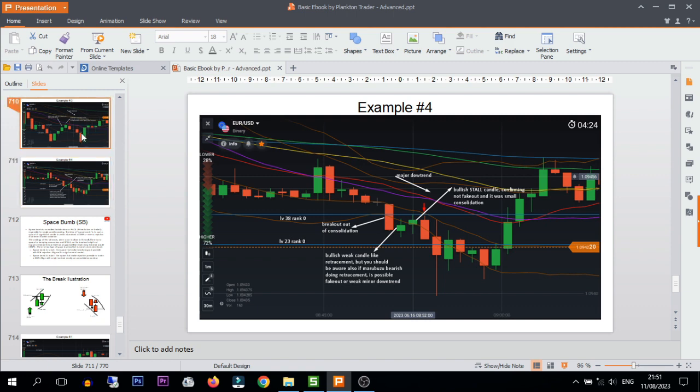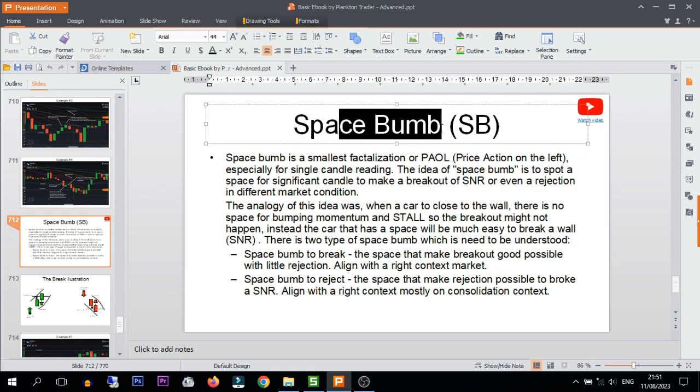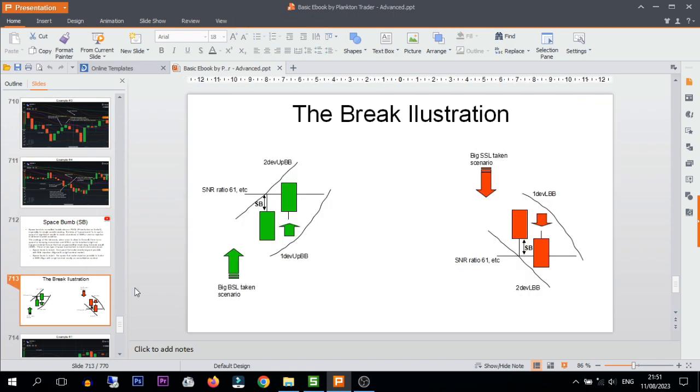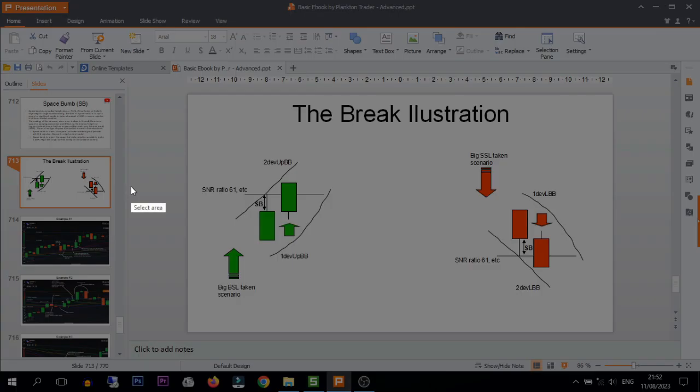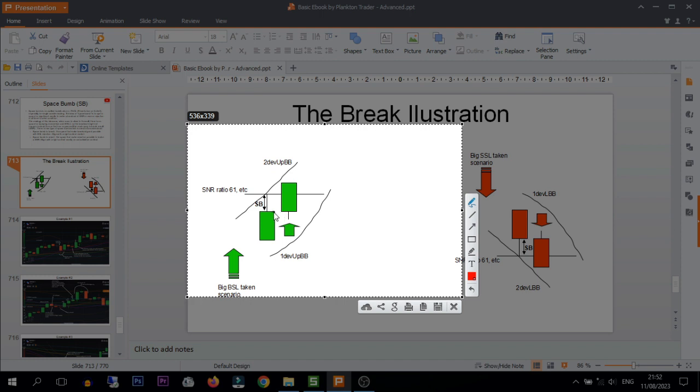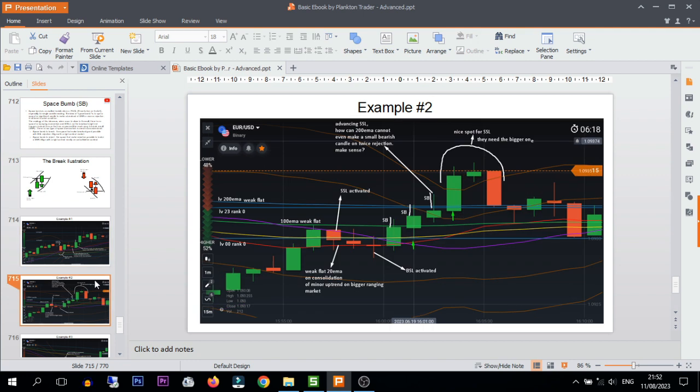And then after the stall, we have the space bump, which is some space to break, some space to reject. I'm explaining here why the space bump could be the break. The space bump is the space, or the small wick on the candle, but the ideal wick: not too long, not too short, but ideal to break. Mostly here will be this significant ratio. You will understand that in the example here.